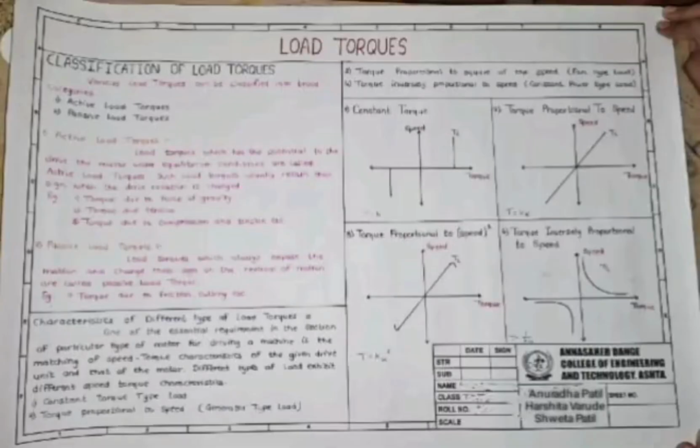Then passive load torque. The load torque which always opposes the motion and changes its sign on the reversal of the motion is called the passive load torque. Examples of this load torque are torque due to friction and cutting, etc.